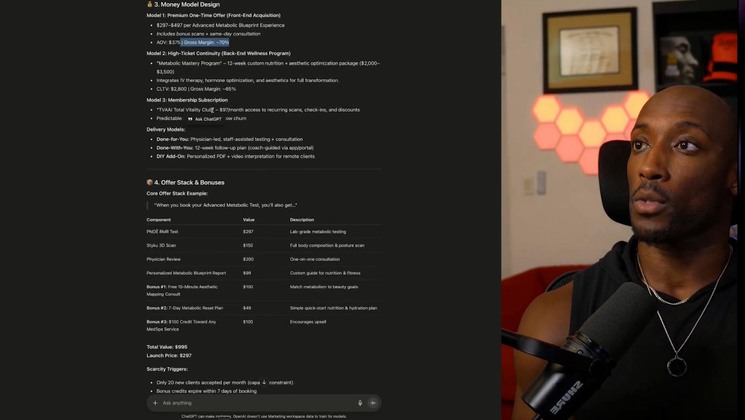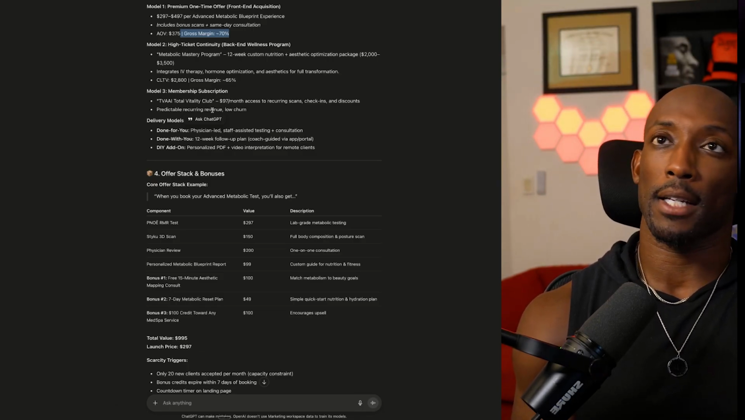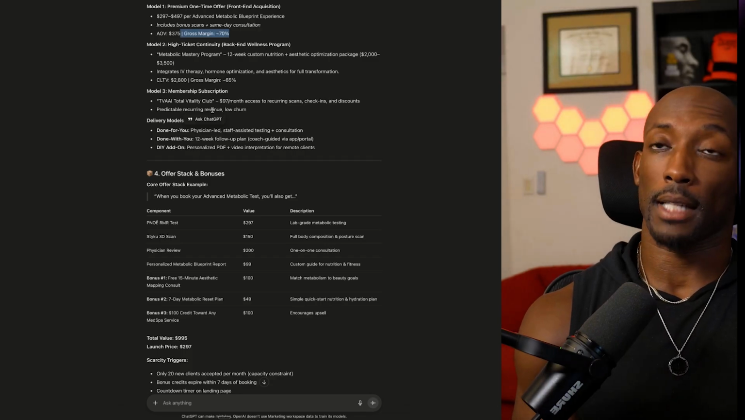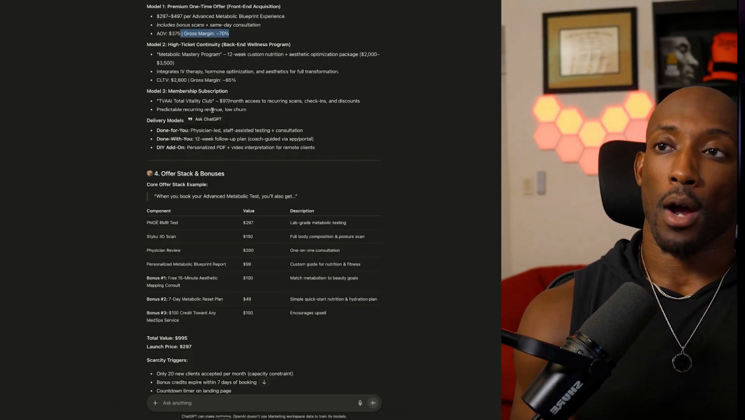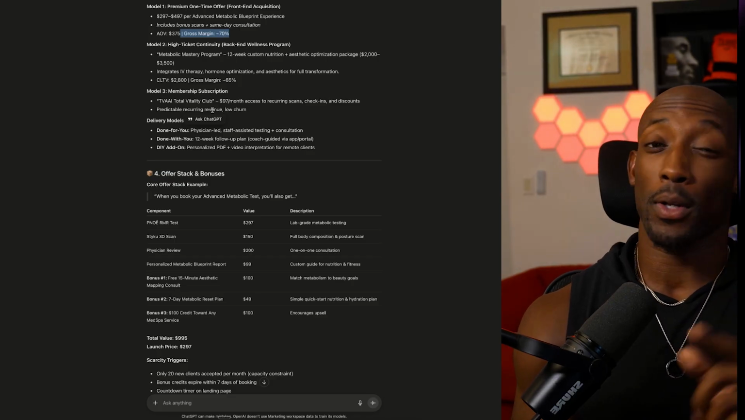And then it gives you the gross margin on that. Obviously, these are just general numbers, but it gives you an idea. So you're not just selling one-off products, because that's where a lot of healthcare people really get in trouble: they sell products instead of transformations. But you need to sell transformation, because that's the only thing that really matters.